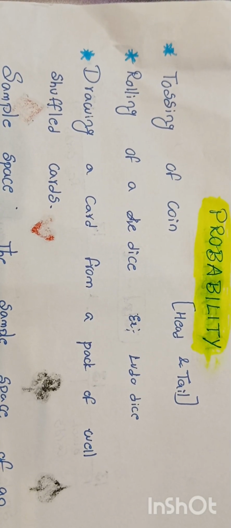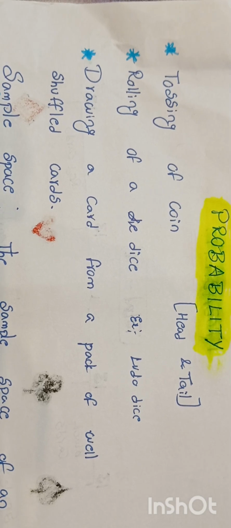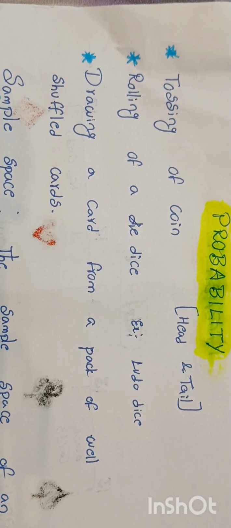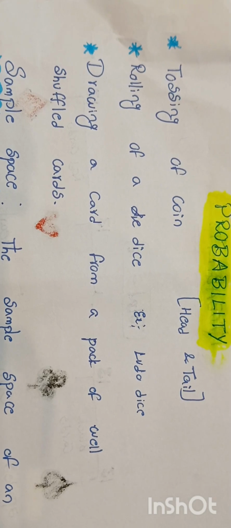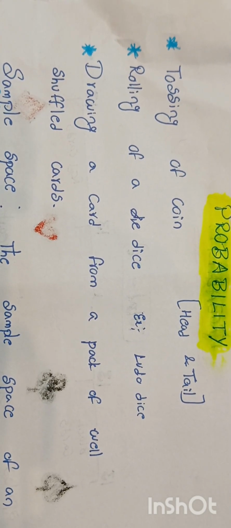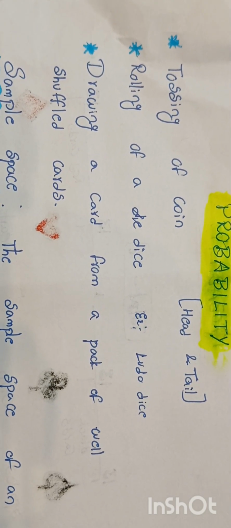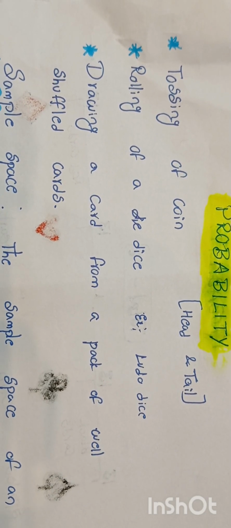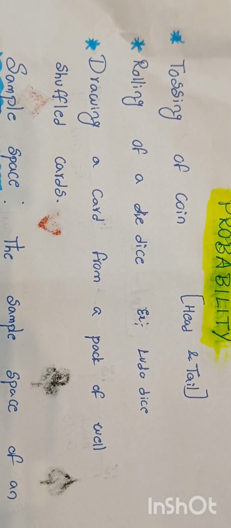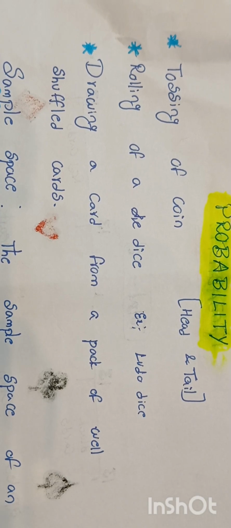Today we will discuss probability. In probability, we have tossing of a coin. A coin has head and tail. Rolling of a dice, for example a Ludo dice. We have up to 6 numbers: 1, 2, 3, 4, 5, 6. Drawing a card from a pack of well shuffled cards.